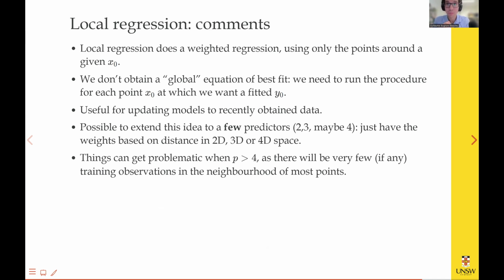Because in one dimension, let's say that your span s is 10%. Well, you'll have 10% of the points that are going to be close to the specific x0 in that dimension. But if you add another dimension, then only 10% of 10% will be close to that point. So only 1% will be close. And so this gets to a very, very small proportion very quickly.